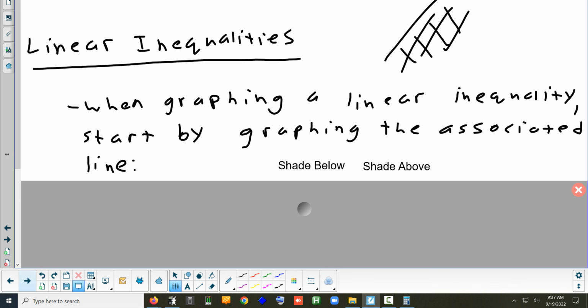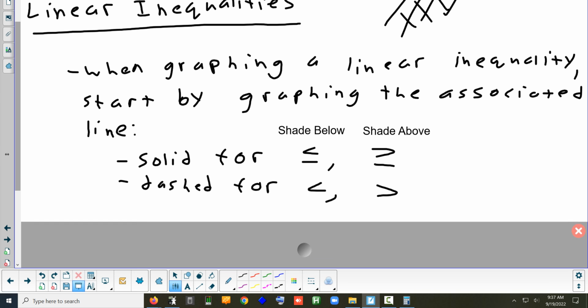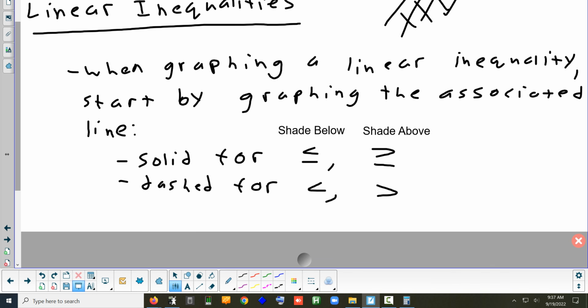But does anybody remember when it's a dotted line? If it doesn't have the equal to, like not equal to, that's going to make it a dotted line or dashed line. So if it's less than or greater than, it's going to be a dashed line. If it has the equal to under it, that makes it a solid line. Then, depending on if it's a greater than or a less than, you either shade above or shade below.